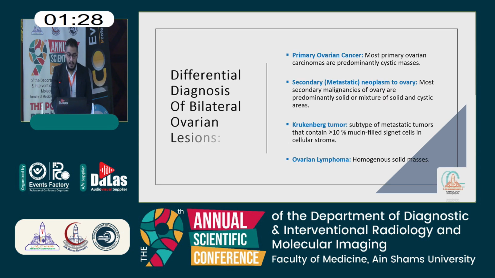Differential diagnosis of bilateral ovarian lesions. First, primary ovarian cancer, which is predominantly cystic. Secondary or metastatic, they're usually solid but can be also mixed solid and cystic. And lastly, ovarian lymphoma, which is usually homogeneous and solid masses. It's not our case. So our differential diagnosis is primary versus secondary metastatic.